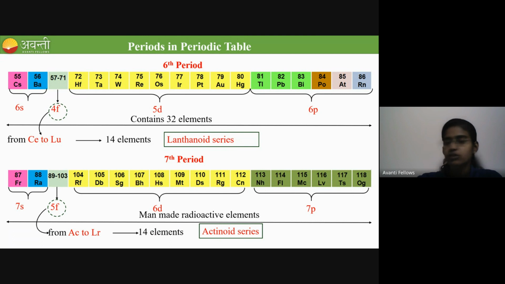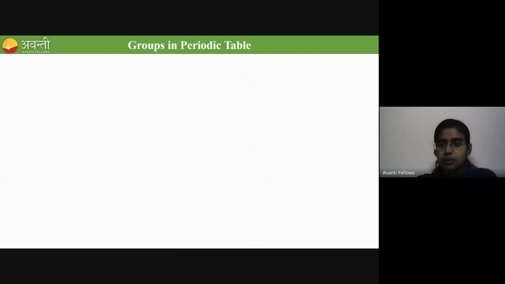Any doubt from the period, students? So how many periods we have? 7 periods we have. In the first period, we have 2 elements. And the second period and third period, we have 8 elements. Then fourth and fifth period consist of 18 elements. And the last sixth and seventh period consist of 32 elements. Okay. So 2, 8, 8, 18, 18 and 32, 32. Got it? Fine. Now let us go on with the groups in the periodic table.